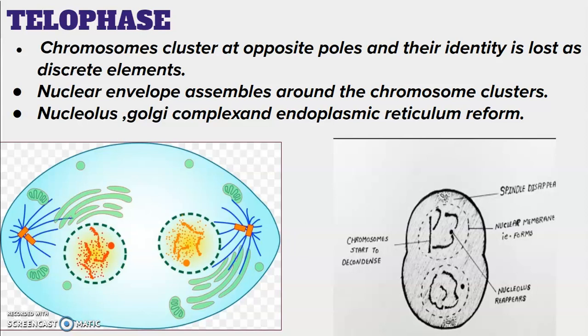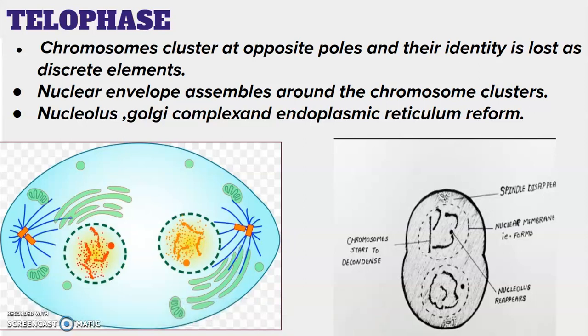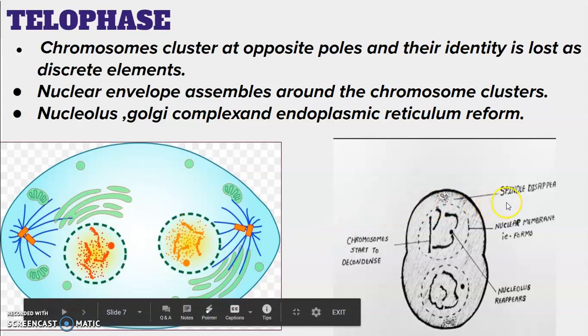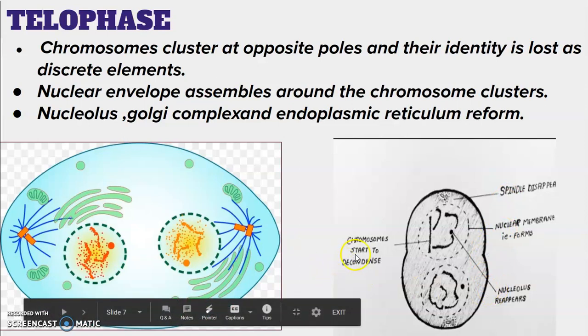The nuclear membrane starts to reappear. Nucleolus, Golgi complex and endoplasmic reticulum reappear. Here you can see, children, the nuclear membrane reforms. The nucleolus reappears and the chromosomes start to decondense.